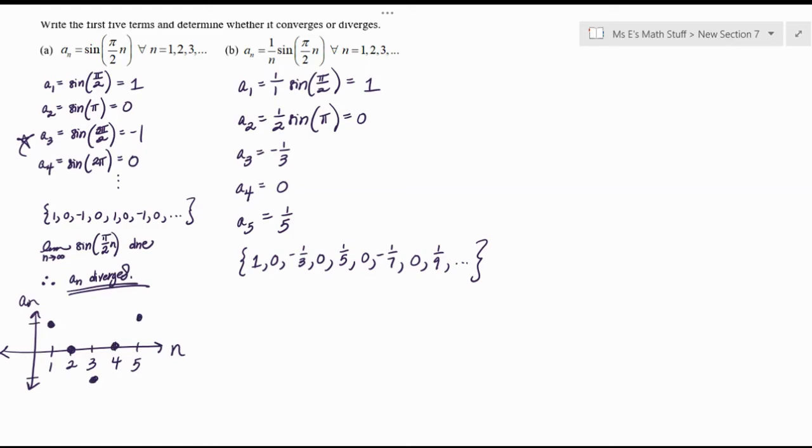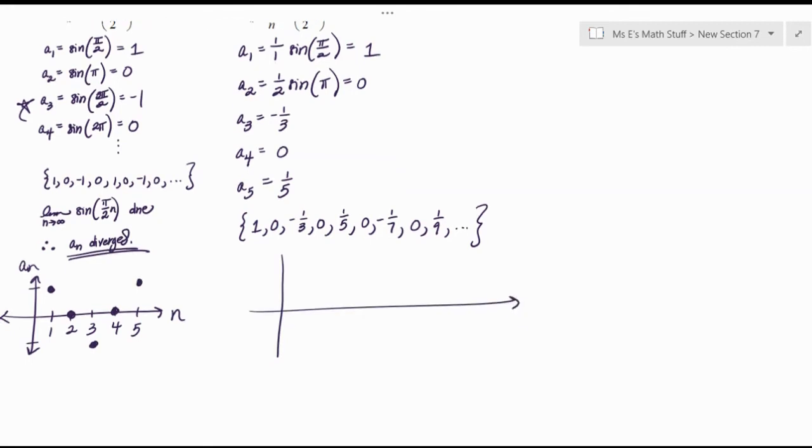But for B, it's a pretty different story. For B, first term is 1. Second term is 0. Third term is negative 1/3, which would maybe be about here. Fourth term is 0. Fifth term is 1/5. Sixth term is 0. Seventh term, negative 1/7. Eighth term, 0. And then ninth term would be 1/9, etc.